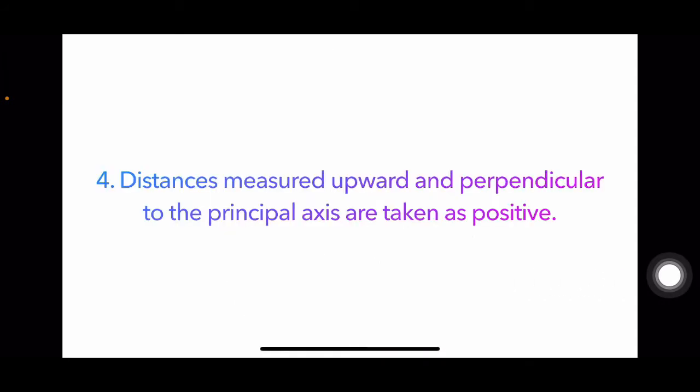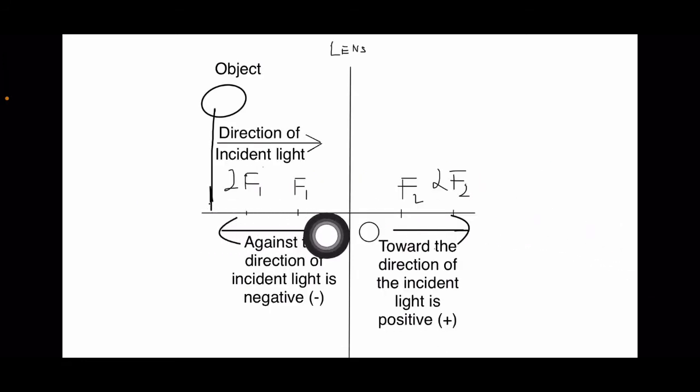Now, the next rule: distances measured upward and perpendicular to the principal axis are taken as positive. So this is the principal axis. The rule states that anything that is upwards and perpendicular, this is a perpendicular line, and measured from the optical center towards the upward side, that means the height, if it's upward, then it is considered as positive.